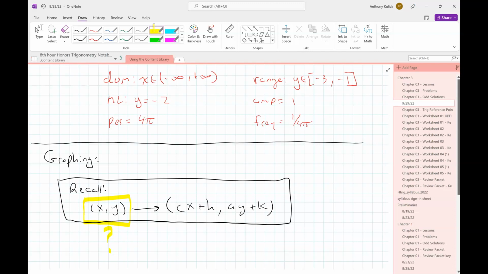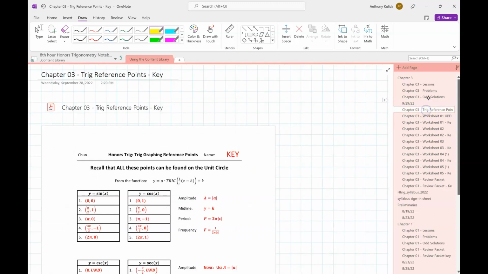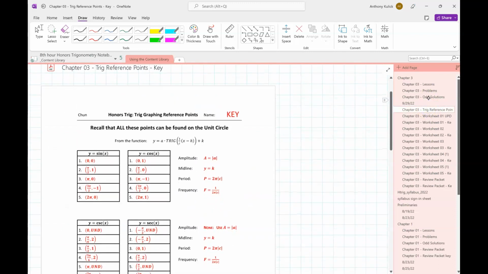No. In fact, I made up a handy sheet for you that has the points that I'd like you to use. I'm going to call these the reference points. So this is in OneNote. It's called reference points. These are the 5 that we'd use to graph the sine function. These are the 5 that we'd use to graph the cosine function. We're not using all the points from the unit circle. We're just using the quadrantal angles, the angles that lie on the x or y axes.